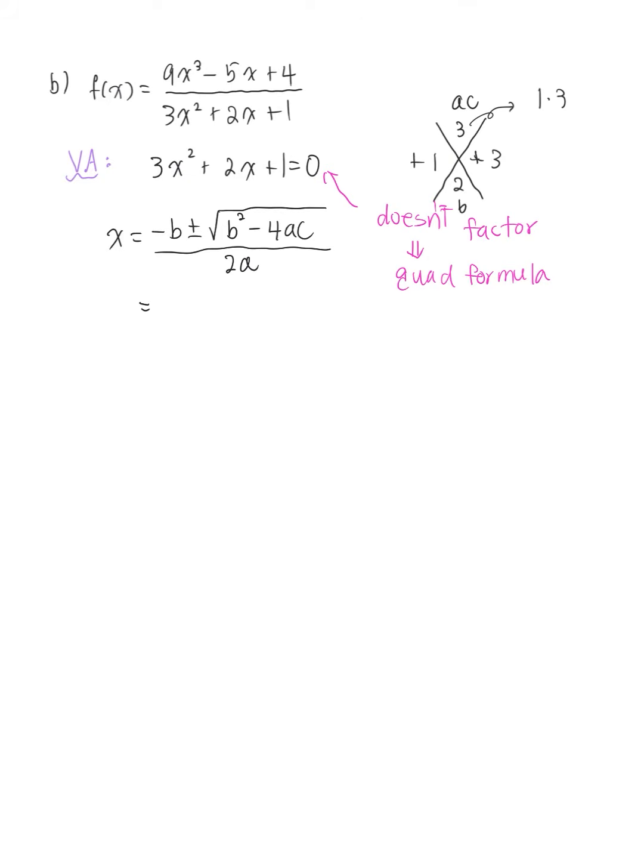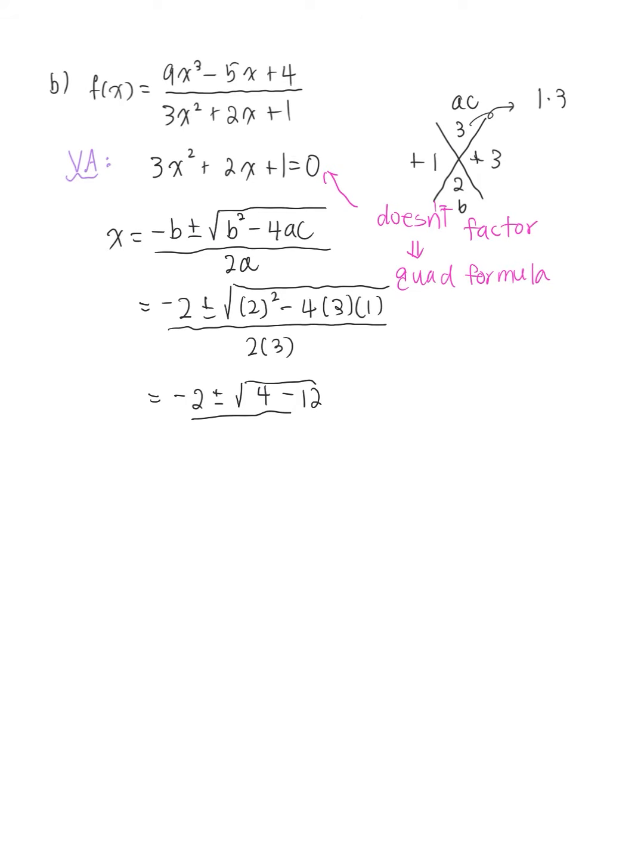So what's the value of b? That's 2. So you got negative 2 plus or minus the square root of 2 squared minus 4 times a is 3, and then c is 1. Whole thing divided by 2 times a, so we have a 2 times 3. Okay, so I don't know if you see the answer already, but let me just keep simplifying it. So you got a negative 2 plus or minus the square root of 4 minus 12, whole thing divided by 6.